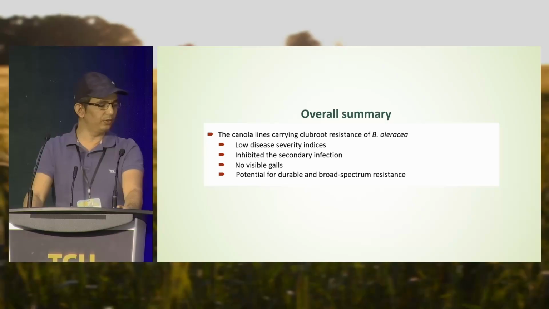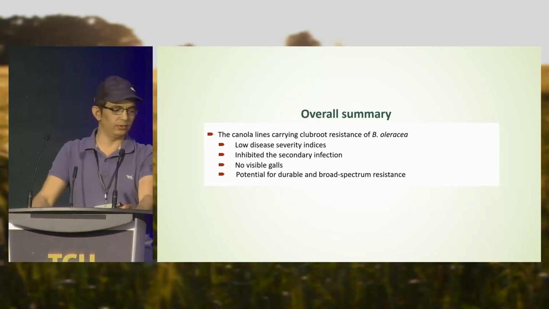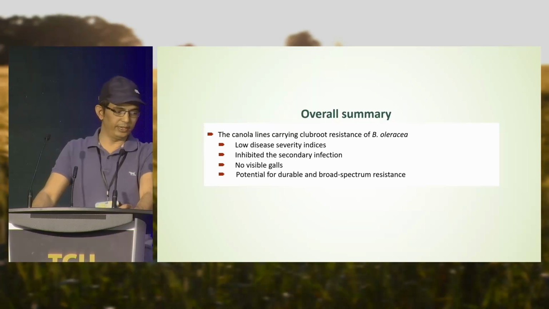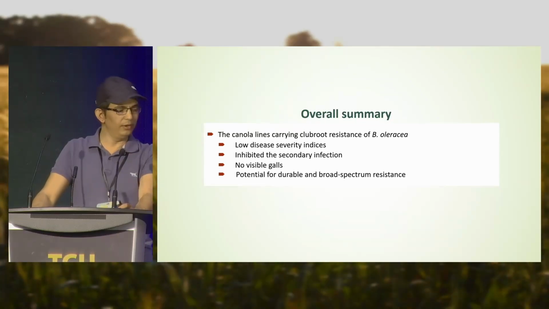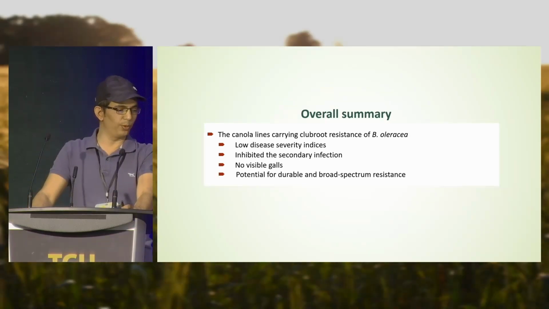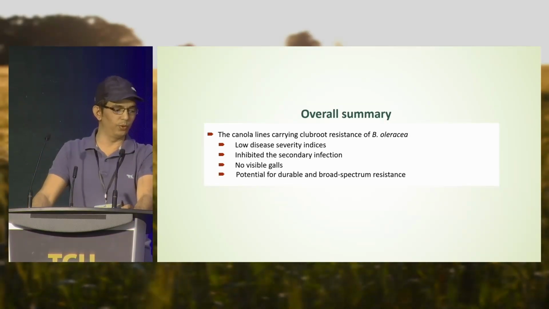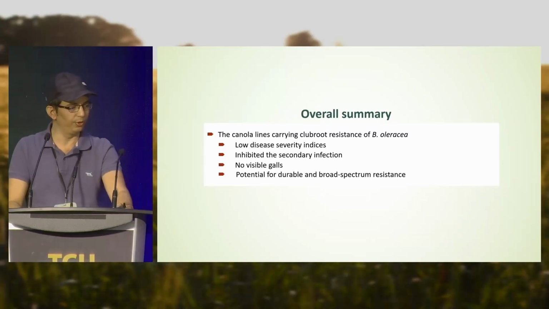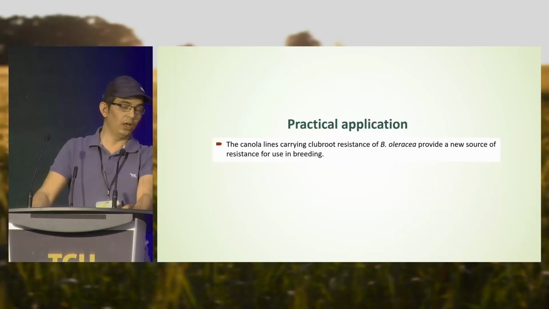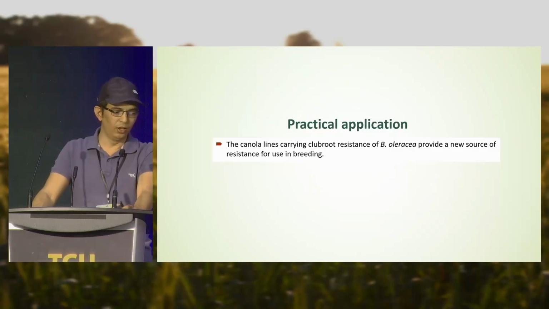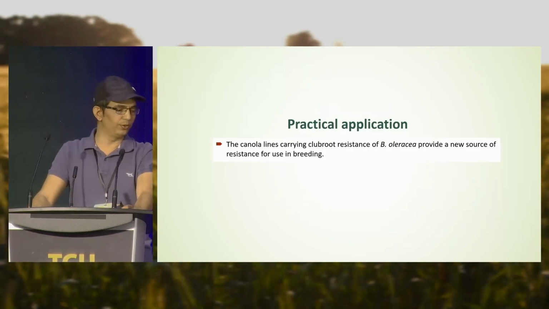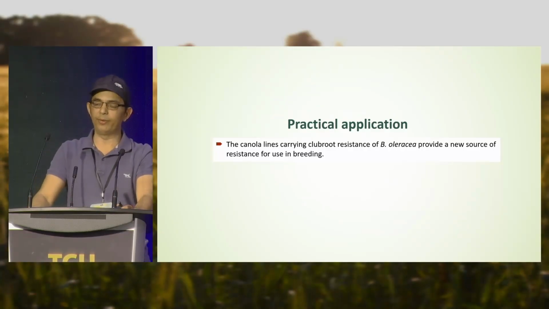To summarize, the canola lines carrying clubroot resistance of Brassica oleracea show a lower disease severity index. They inhibited the secondary infections, and there were no visible galls. So it provides durable and broad spectrum resistance against clubroot disease. The practical application of our work is that these canola lines carrying clubroot resistance loci from Brassica oleracea can be used as a new source of resistance for breeding.